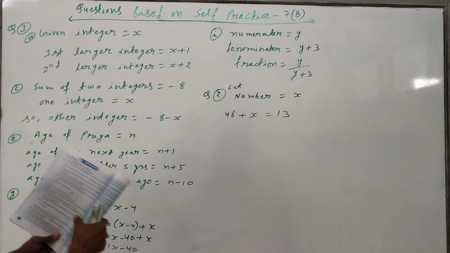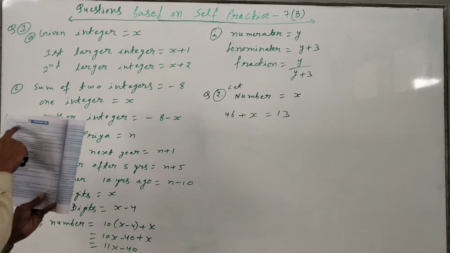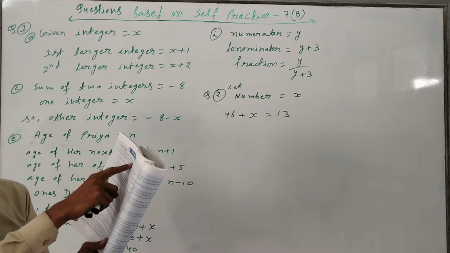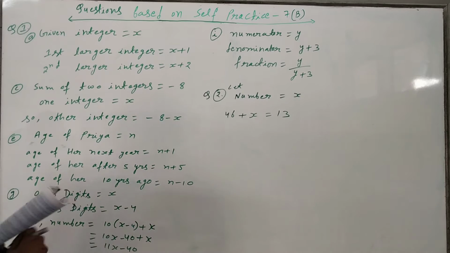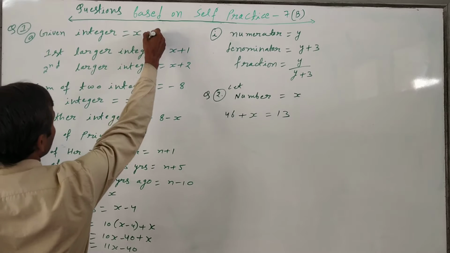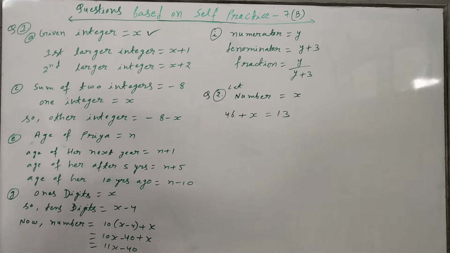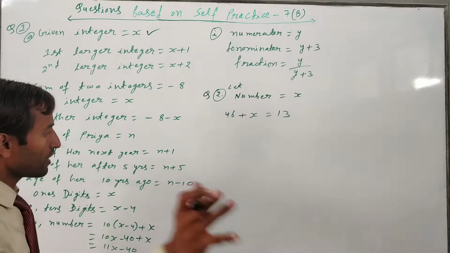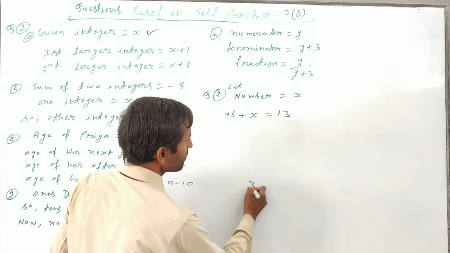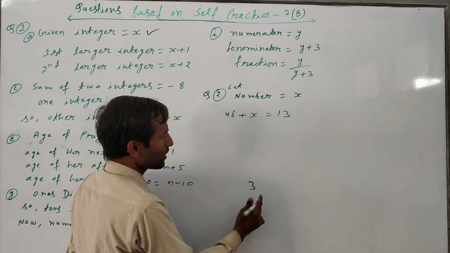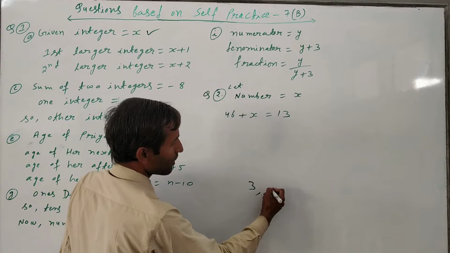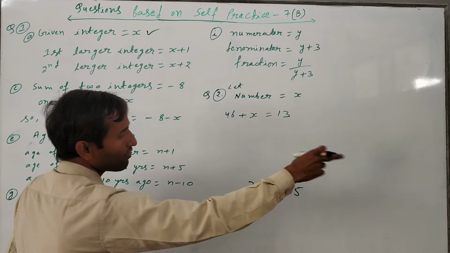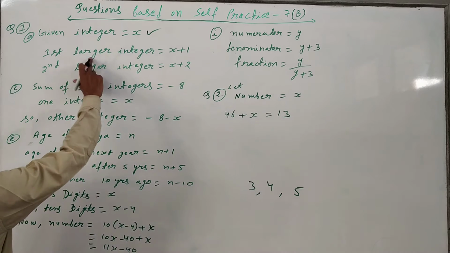In part A, in the first question: if x is an integer, what are the next two larger integers? So the given integer is x, and we have to find the two larger integers after this. Suppose x is 3. Then the next two larger integers will be 4 and 5. So what we are doing is just adding 1 each time. The same process we have to do here also.